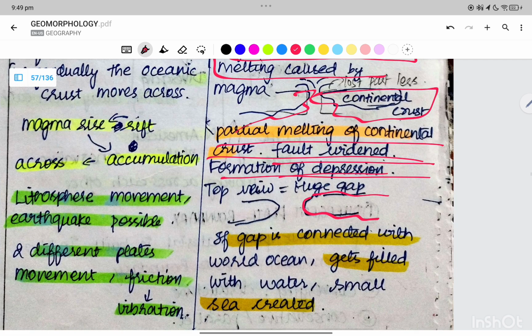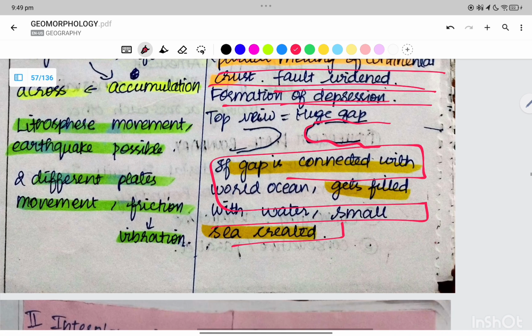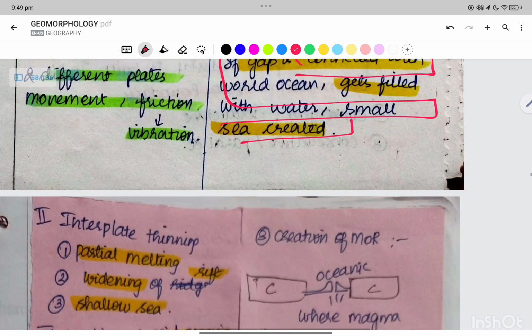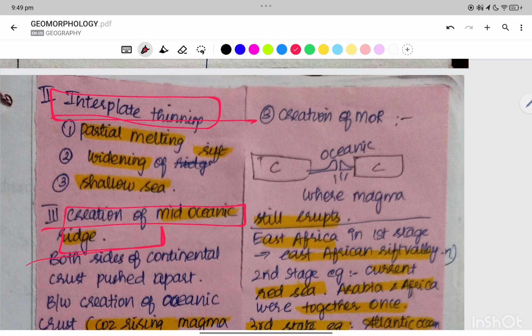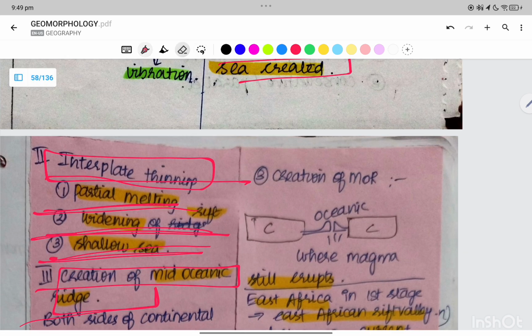If the gap is connected with the world ocean, it gets filled with the water, and a small sea is being created over here, because continental plate does not melt with the magma as compared to the oceanic plate, which melts very well with the magma. So it leads to the interplate thinning and the creation of the mid-oceanic ridge. Partial melting, widening of the rift, and then we have the shallow sea.